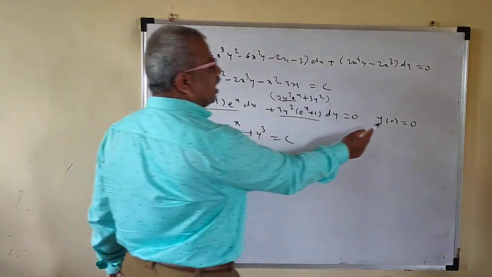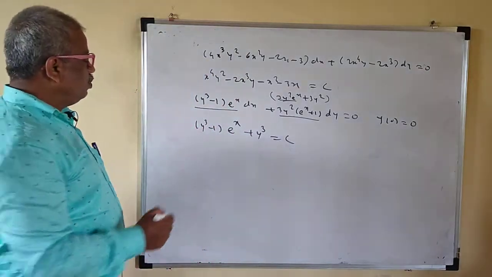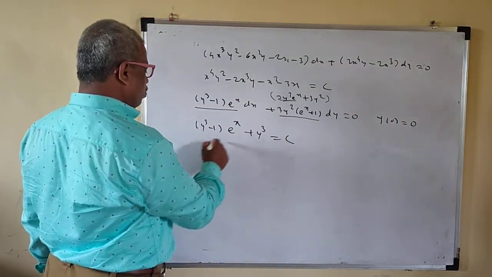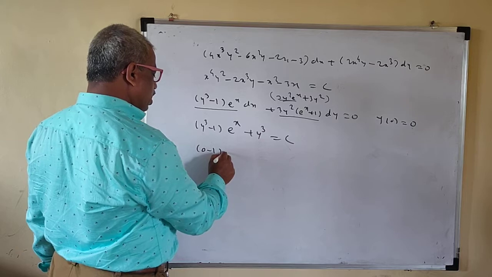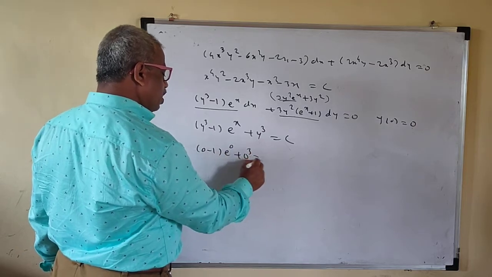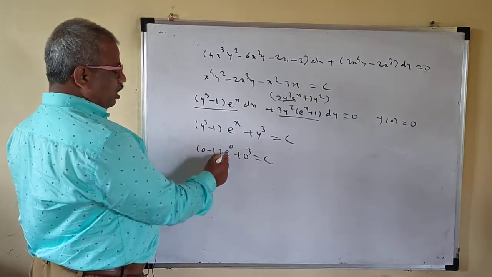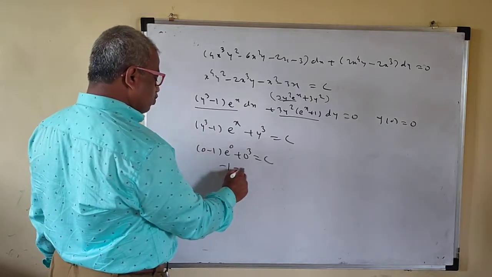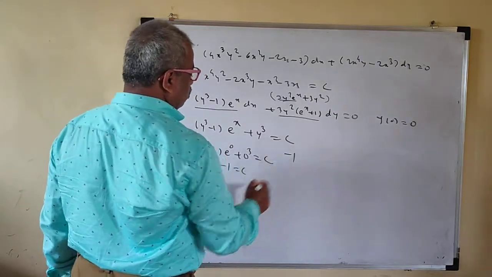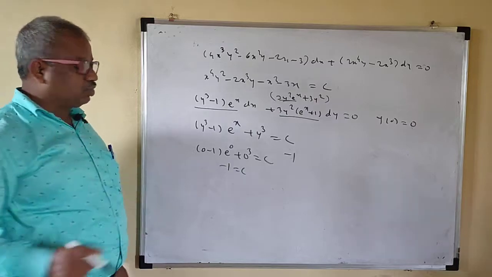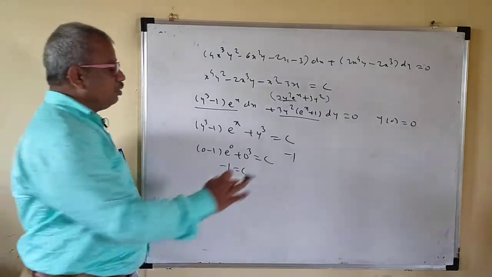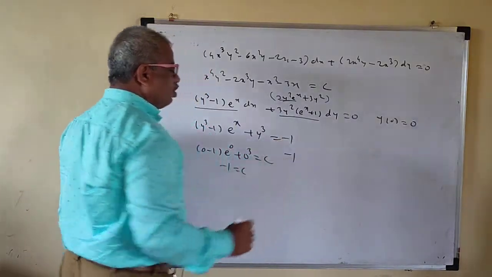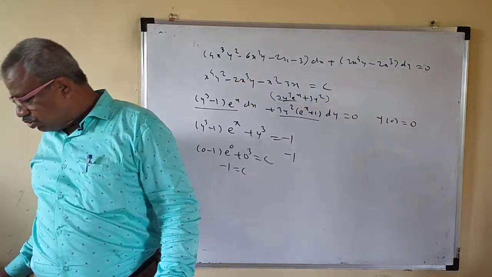You have been given that x is equal to 0, y is 0. So this is (0 minus 1) e raised to 0 plus 0 cube is equal to c. e raised to 0 is 1, so this is minus 1. So c is equal to minus 1. This is your solution. Here you have to replace c with minus 1, and that will be your solution.